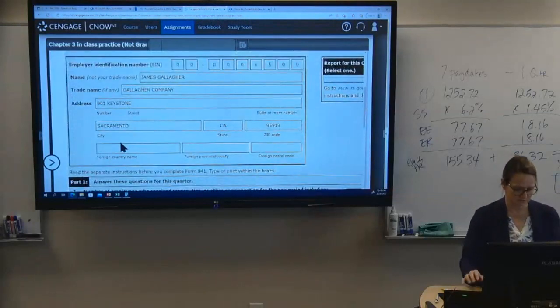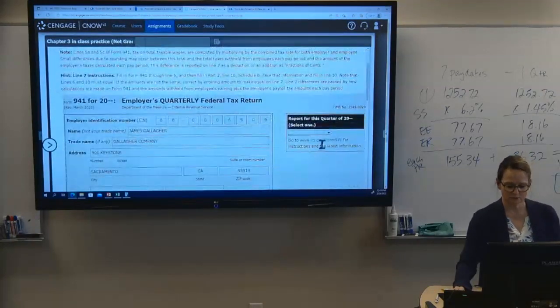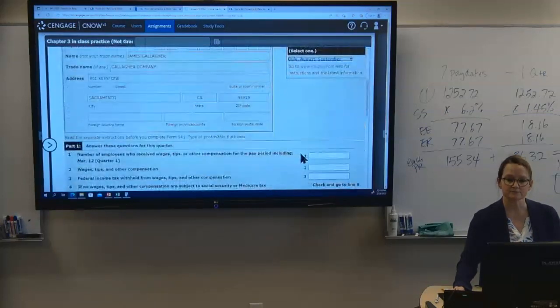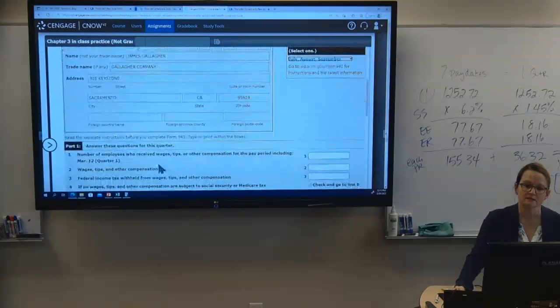All right, I can make this a little bit smaller so that I can actually see. On these problems, they don't give you the four boxes. That's a drop down there. For the third quarter, they've already filled out all of this stuff for us. Number of employees who received wages, tips, or other compensation, and it says including March 12th. It would normally, and let me pull up what it actually looks like.